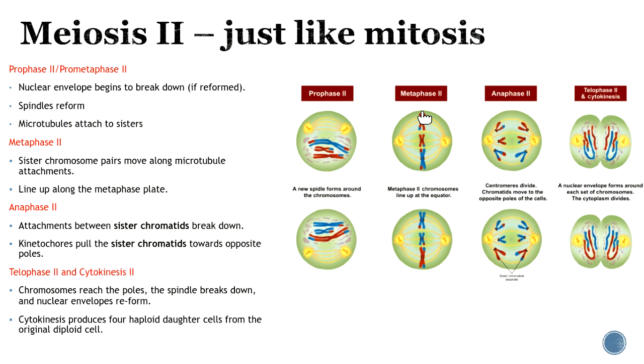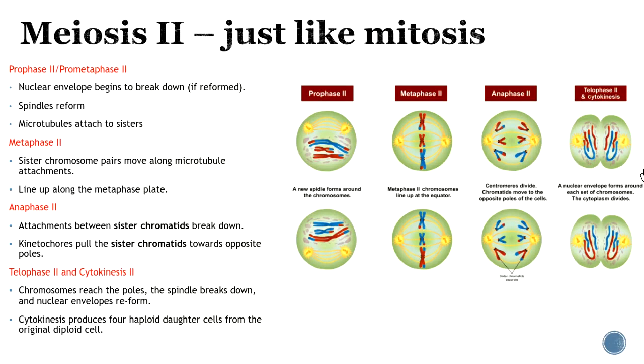In metaphase 2, all the sisters line up here on the metaphase plate. In anaphase 2, sisters split apart. This is the big thing. We're breaking apart the sisters in anaphase 2. They stayed together in anaphase 1, and anaphase 2 is when we split them.